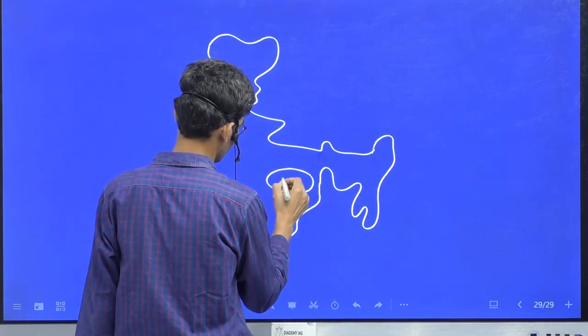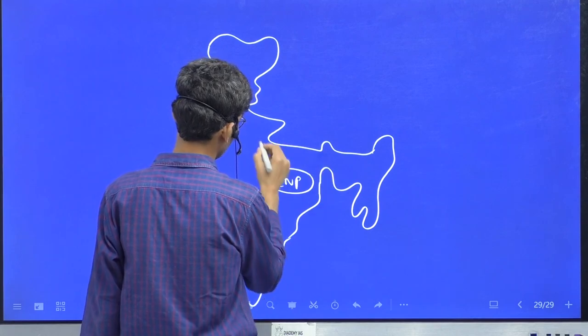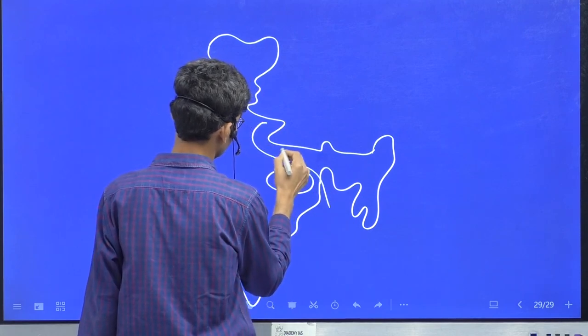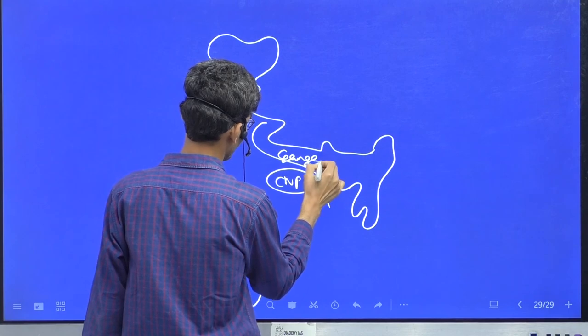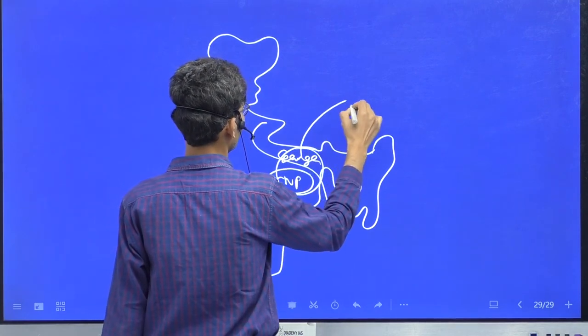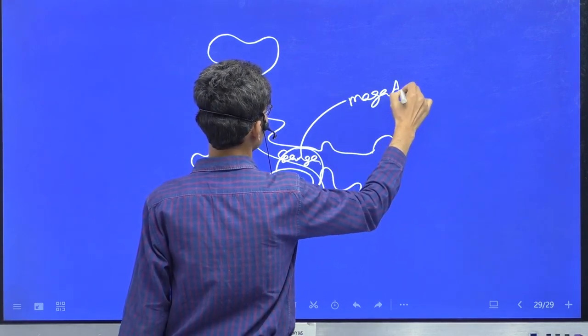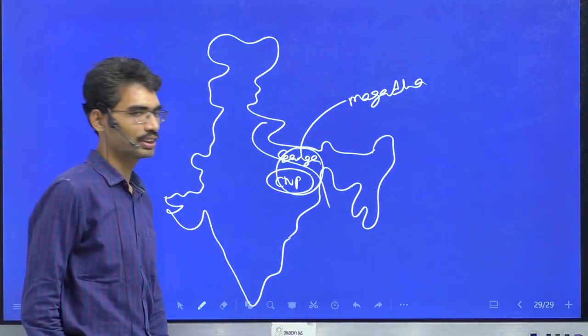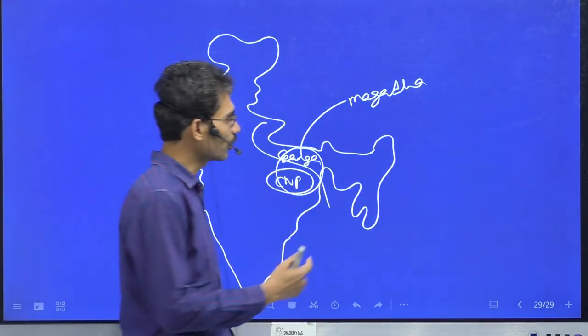This is Chota Nagpur Plateau. Ganga River. Here, Magadha was flourishing. Geographical factors.